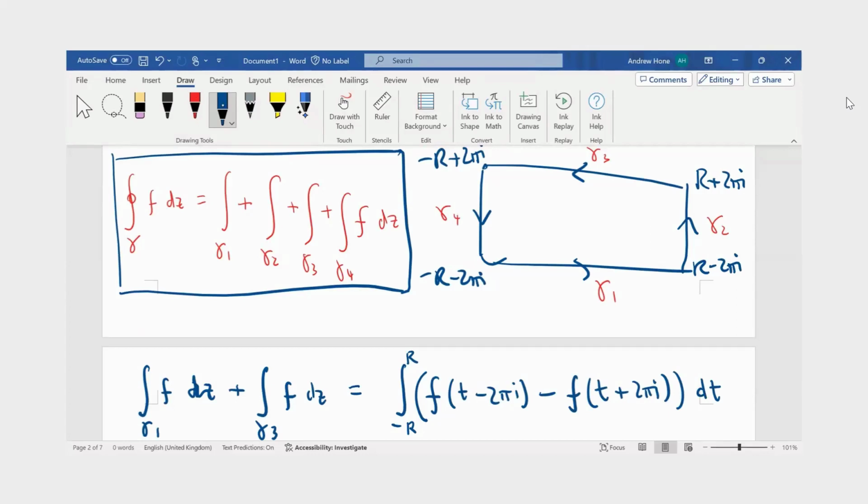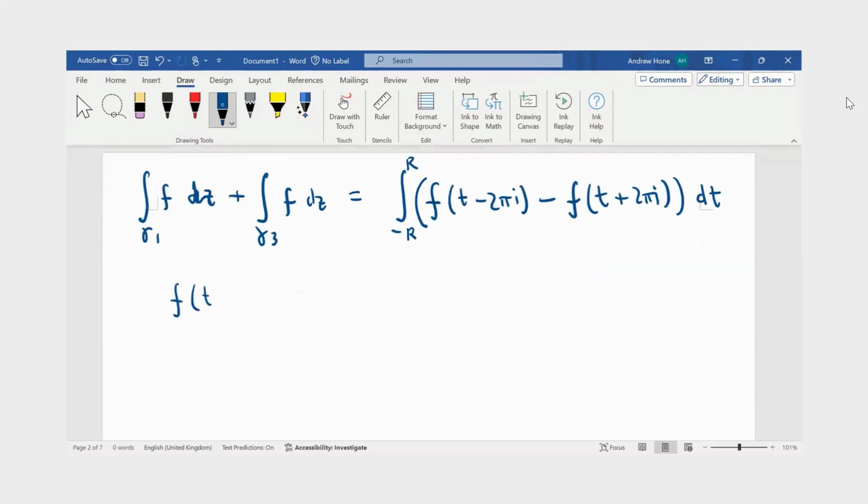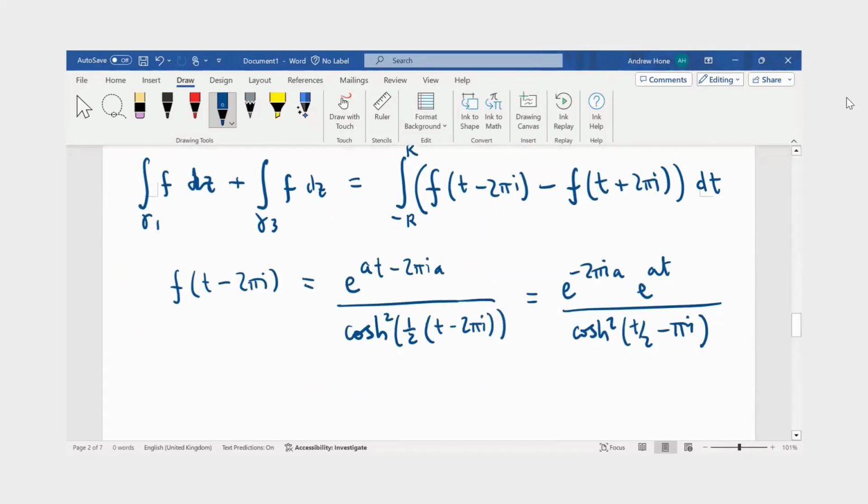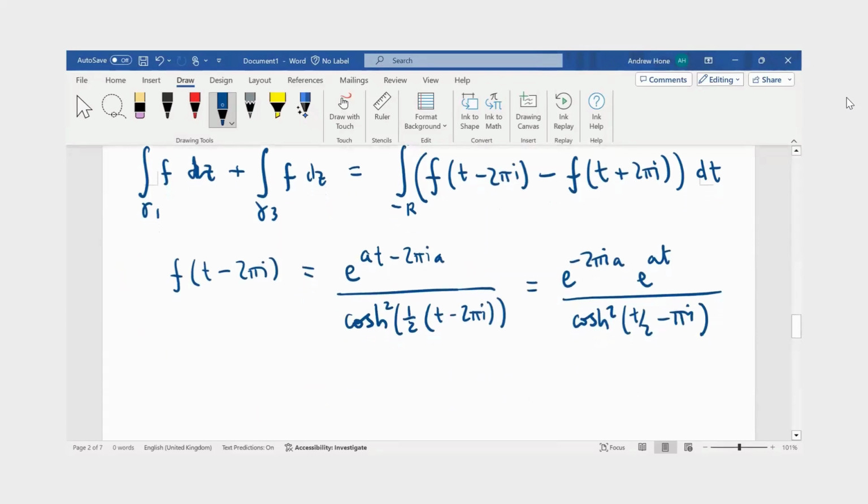And let's see what it is. Let's work out what one of them is, f of (t minus 2 pi i). Okay, so what is that? Before we simplify that, I just want to look at this. If we have cosh of z plus or minus i pi, what does that give you?